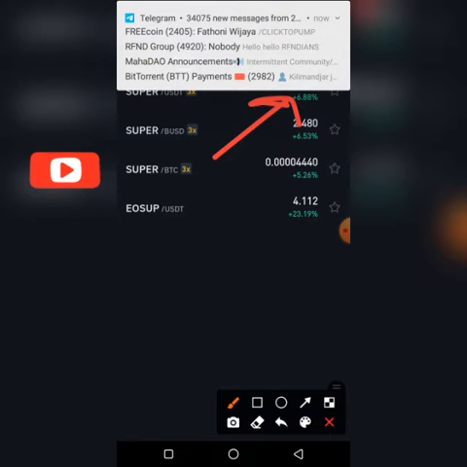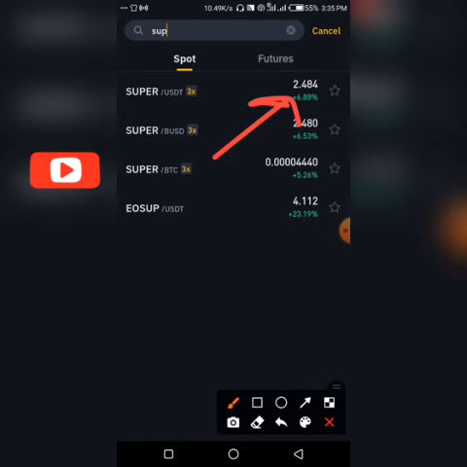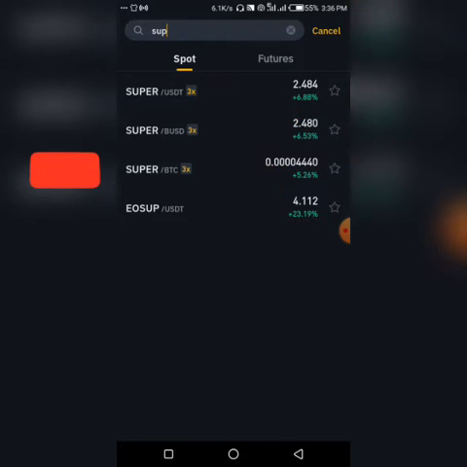This blah blah blah is BTC. So we are going to buy with our BTC. As you can see, this says 0.0000440, so it's still within the range of 4,300 to 4,500. So it's still within the range, so we can still buy. So now let's click on it, SUPER BTC.